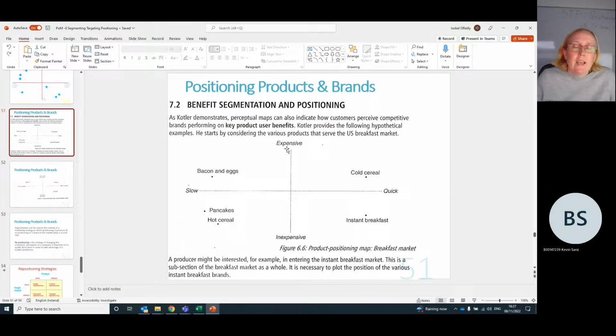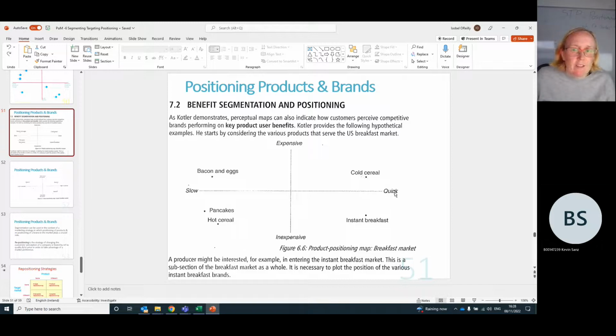And so on the vertical axis, we've got expensive going down to inexpensive. And in terms of how long it takes to prepare the breakfast, something parents are very interested in, and busy people in general, is it slow to prepare or very quick? So cold cereal is quite obvious, very quick. You just have to pour it and eat it. Boom.